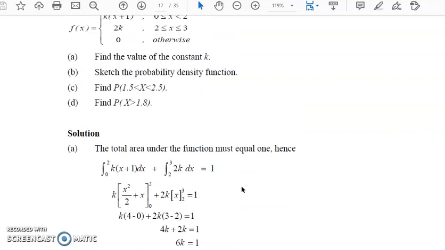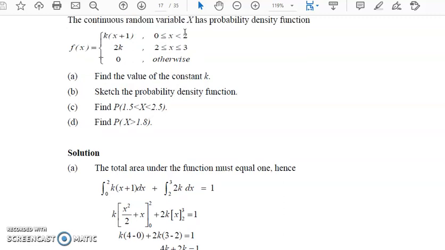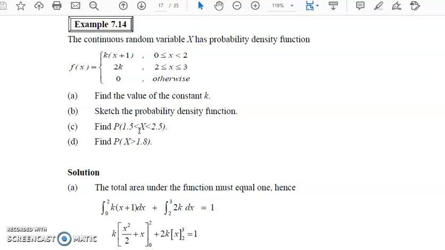So let's proceed. The next question asks to find the probability of x between 1.5 until 2.5. So if you try to look here, it is a whole number from 0 until 2 and 2 until 3, is it right? But looking at it carefully, the question is asking from 1.5 until 2.5. Where are we going to find the 1.5? It is in the first range, is it right? So 1.5 is in between 0 and 2, and 2.5 is in between 2 and 3. So we are having a different function.